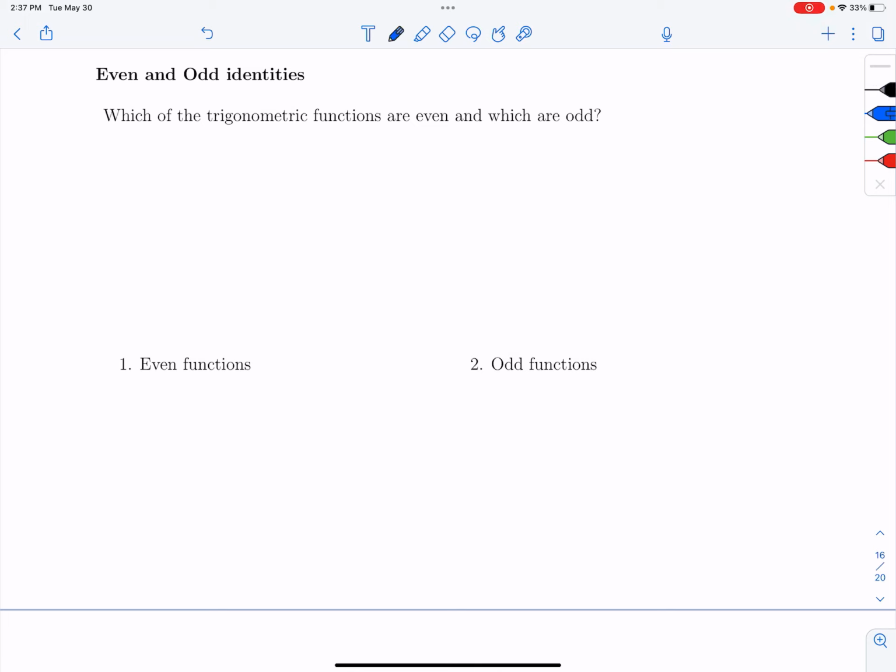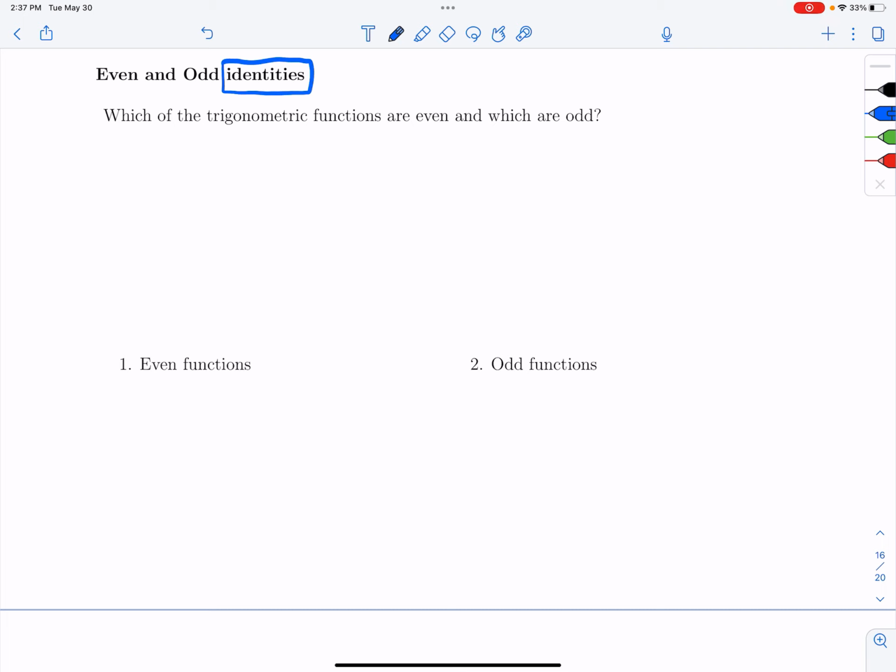In this video, I'm going to be going over some of the basic trigonometric identities, and we'll see these throughout the course. So the question here is, which of the trig functions are even and which are odd? Before I actually answer that question, I want to back up and talk about what we mean by this word identity. So a trig identity, or actually in math, an identity is any equation that is true for any value that you input into the equation.